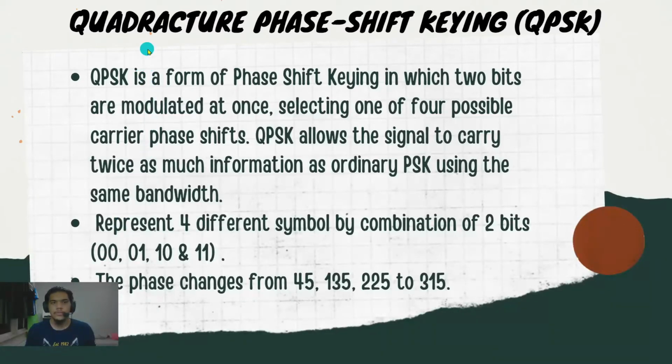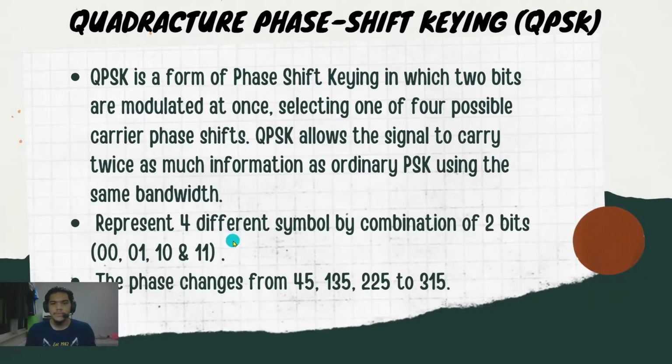Next, we move to quadrature phase shift keying (QPSK). QPSK is a form of phase shift keying in which two bits are modulated at once. Selecting one of four possible carrier phase shifts, QPSK allows the signal to carry twice as much information as ordinary PSK using the same bandwidth.